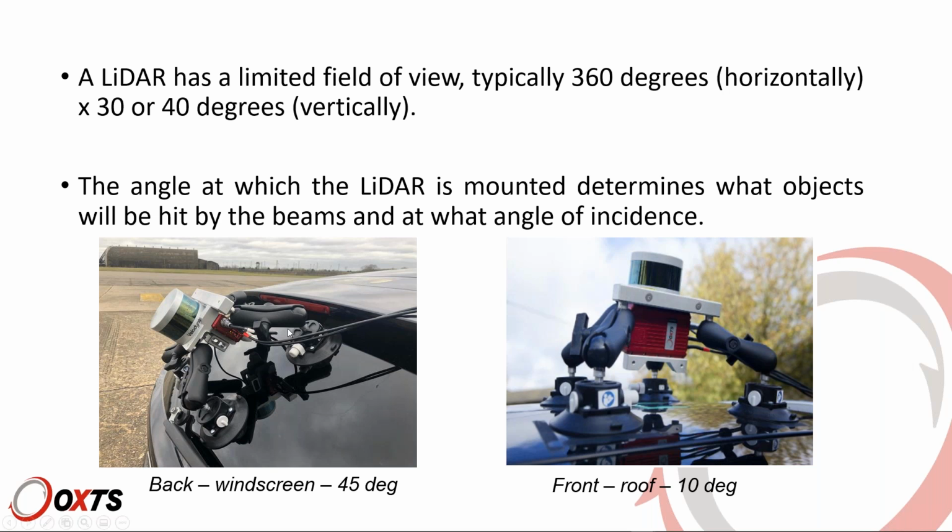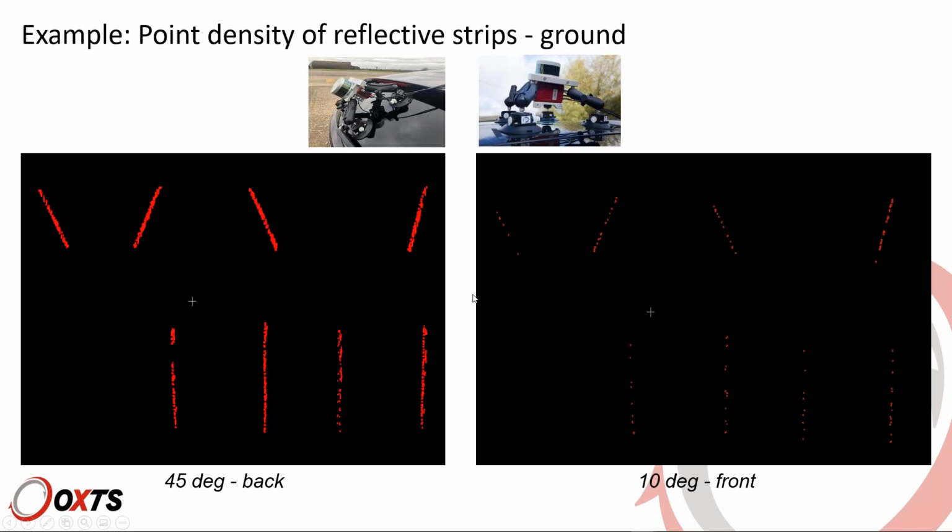So we have a couple of examples here. In the first case on the left, you can see the LiDAR that was mounted on the rear windscreen of our vehicle, tilted by about 45 degrees. In this other case, that was mounted on the roof of the car, the front part of it, and tilted forward by about 10 degrees. Which one is the best?